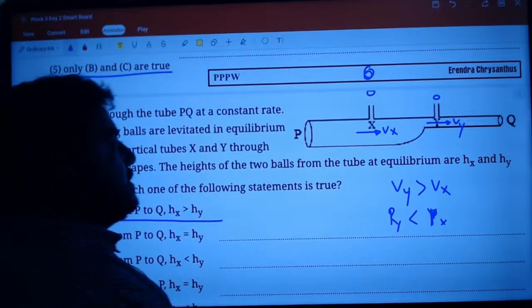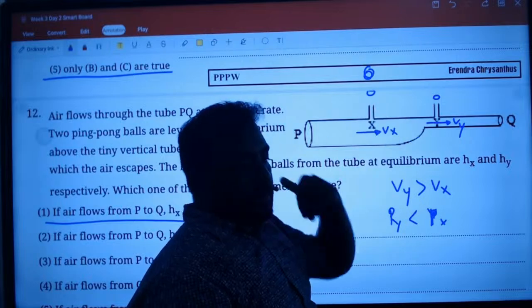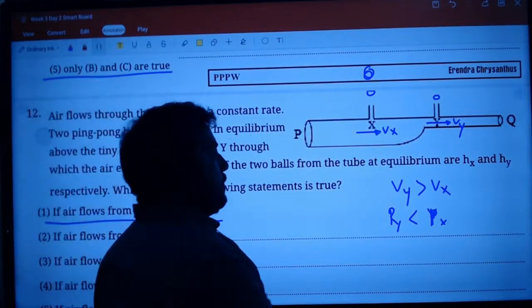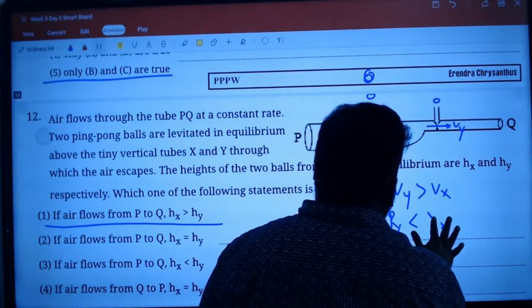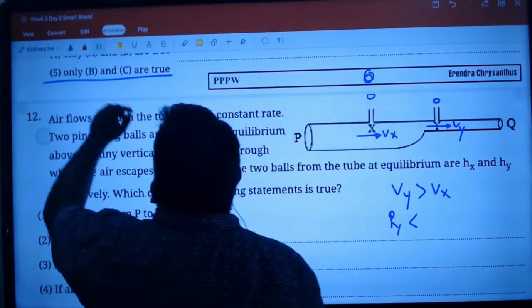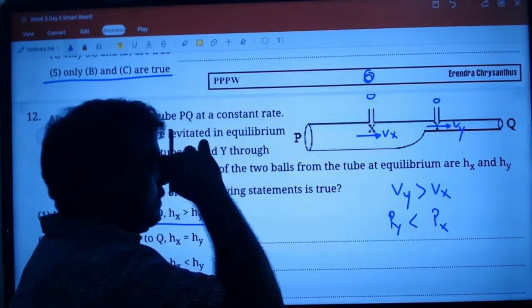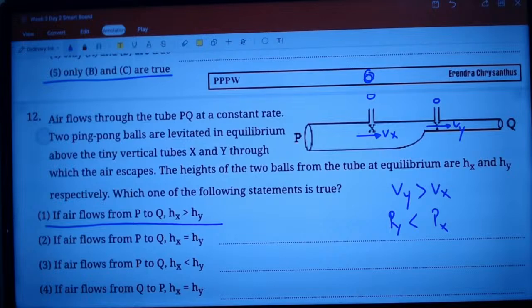From Bernoulli's principle, at Y the velocity is high. Therefore the pressure will be low compared to X.